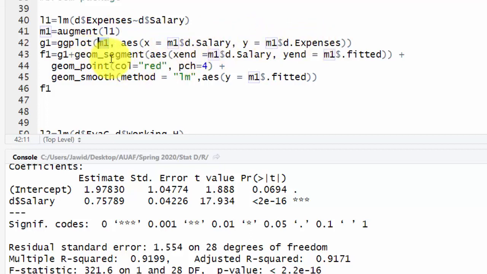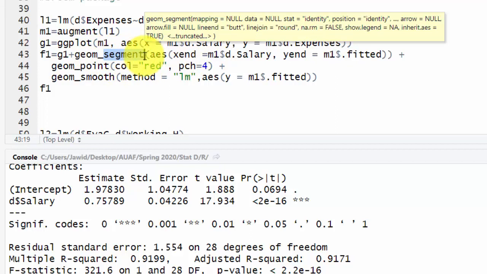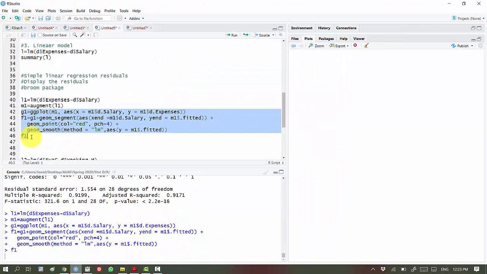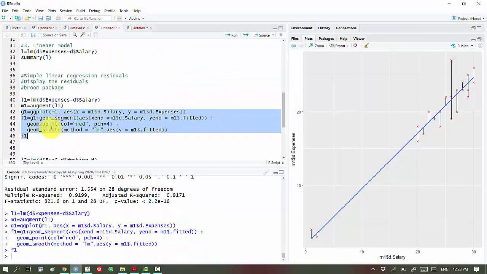What I have added here is geom_segment. Segment is showing the size of the residuals. And for that I use the X axis again salary, but for the Y axis I use the fitted line. So let me run all the things together. And now as you can see here, in the case of expenses and salary, these lines here are segment lines showing the amount of variation or the amount of residuals for each of them.